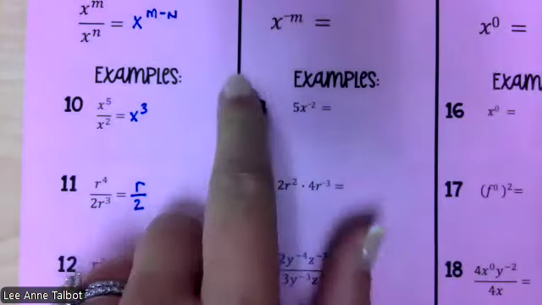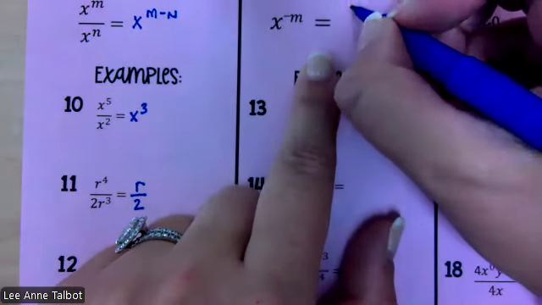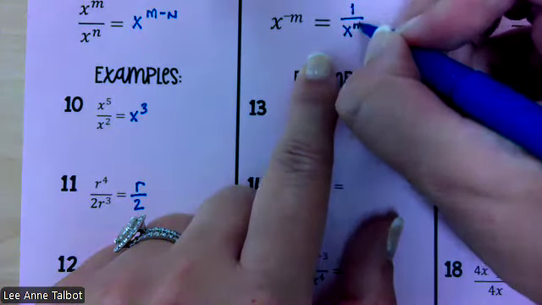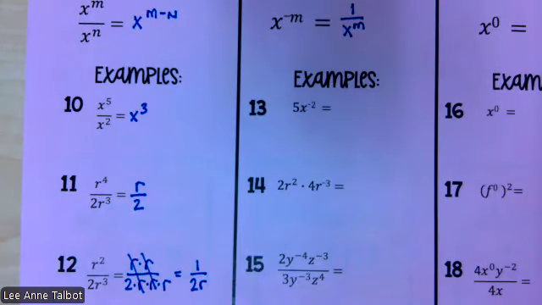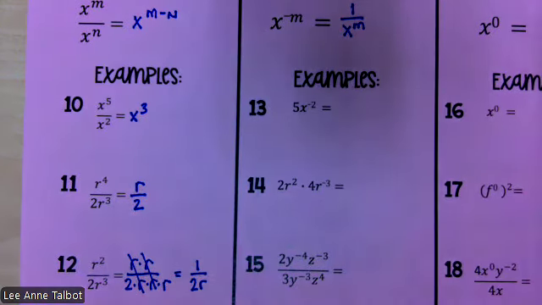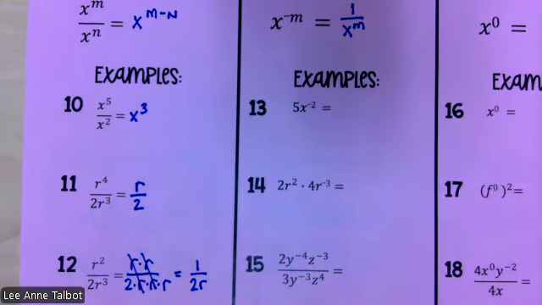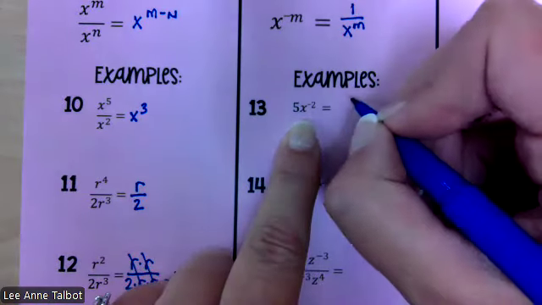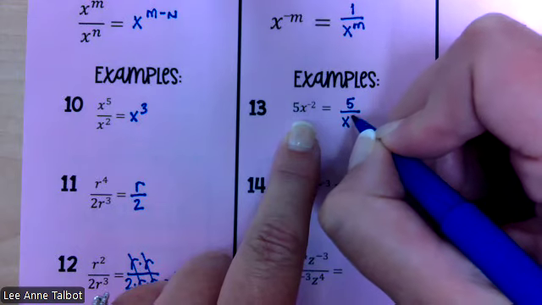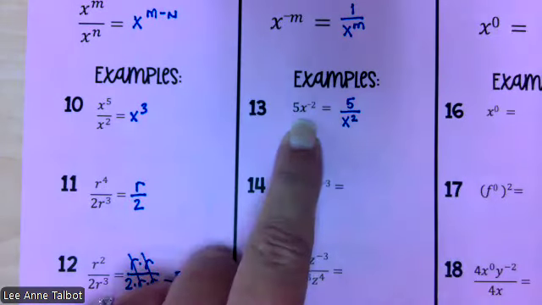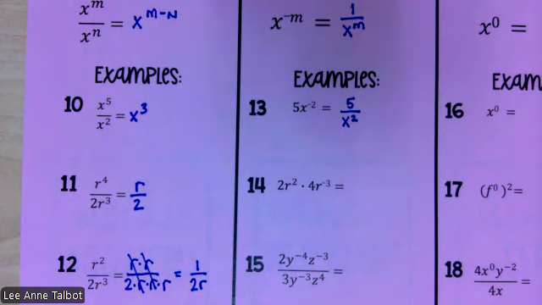Okay, here's what we learned today. 1 over x to the positive n. Negative exponents are reciprocals. So we take the reciprocal and make it positive. Okay, number 13. Very important. The 5 stays on the top. He doesn't have a negative exponent. His exponent is 1. So only the x squared has the reciprocal.